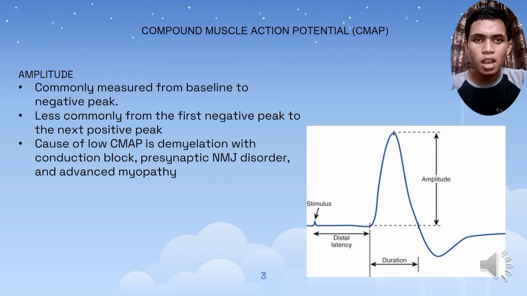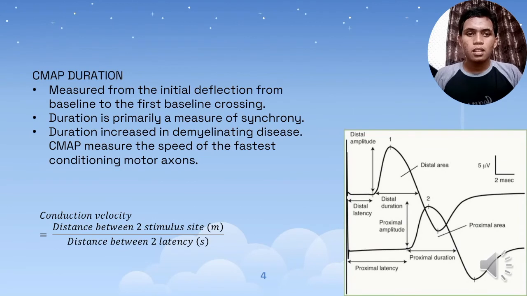Firstly is amplitude. Amplitude is commonly measured from baseline to negative peak. Amplitude is also, less commonly, measured from the first negative peak to the next positive peak. Causes of low CMAP are demyelination with conduction block, presynaptic and NMJ disorders, and advanced myopathy. Next is CMAP duration. CMAP duration is measured from the initial deflection from baseline to the first baseline crossing. Duration is primarily a measure of synchrony. Duration increases in demyelinating disease. CMAP measures the speed of the fastest conducting motor axons.